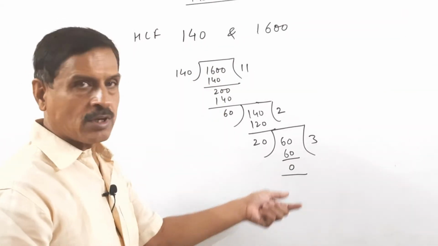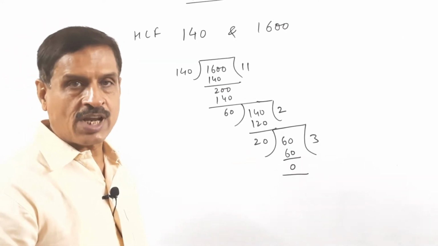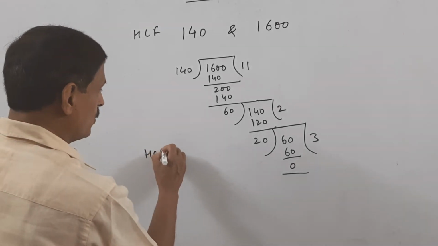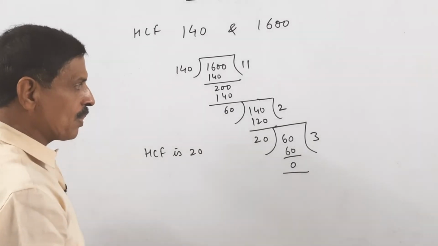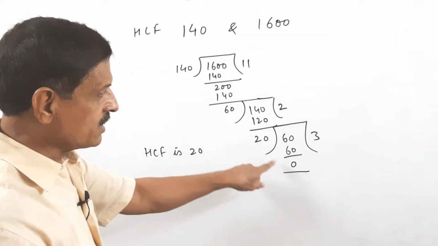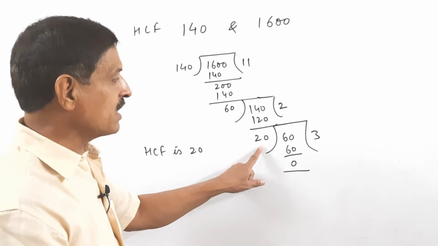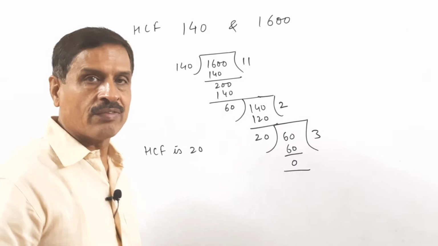When the remainder comes out to be 0, the divisor in the last step is the HCF of the two numbers. Divisor of the last step, when remainder comes to be 0, this divisor is the HCF of the two numbers. This is the long division method.